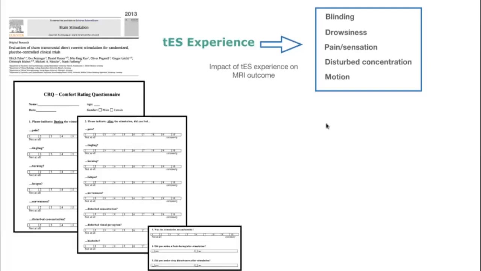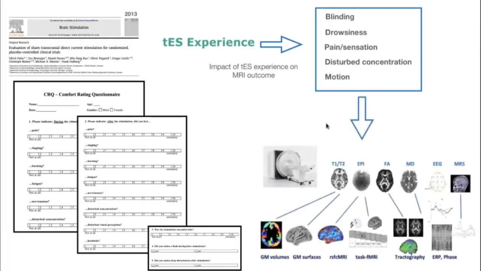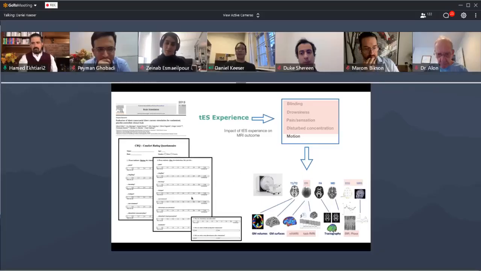And all these factors can influence, if you go to the next slide, multimodal MRI studies. So we have used different modalities, from task-based fMRI to resting state to structural MRI. And if you go to the next slide, then the blinding, the drowsiness, the pain sensation or disturbed concentration can especially have impact on the functional domains, such as the EPI sequences, the EEG or the spectroscopy. And motion, as we all know, has an impact, if you go to the next slide, on all categories.